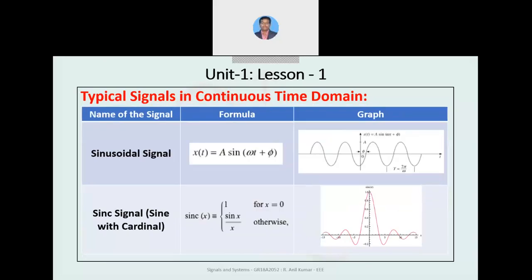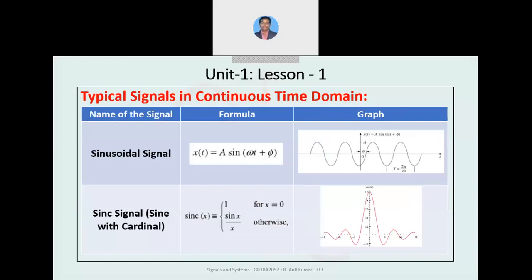Coming to the next, it is a sinusoidal signal. I think most of the students know what a sinusoidal signal is. Here we are representing a sinusoidal signal with some delay, with a phase delay of phi. And the representation of a sinusoidal signal is x of t equals A sine of omega t plus phi.